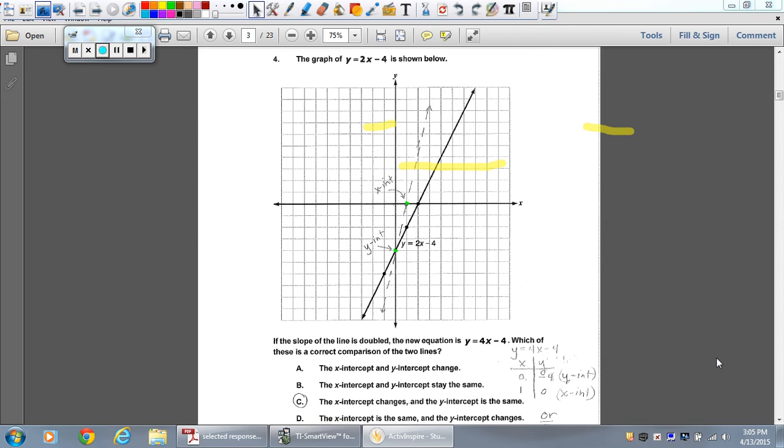Another way, more pure math way to do that, is you could also find the y-intercept when x is 0, plug in 0 and solve. And you'll have the x-intercept when y is 0, and just plug that in to solve.